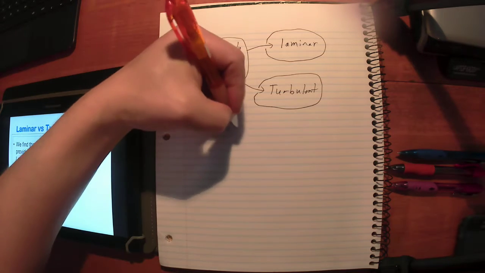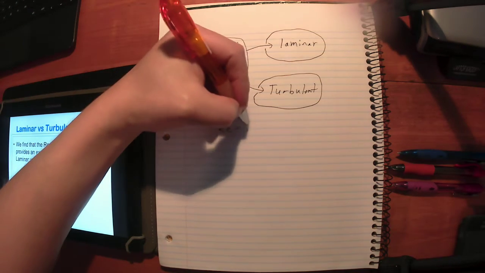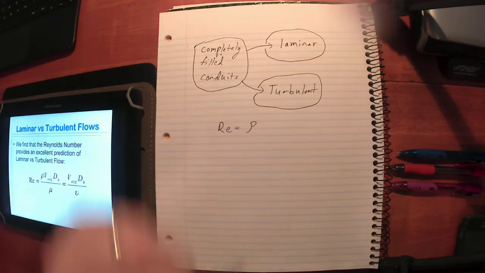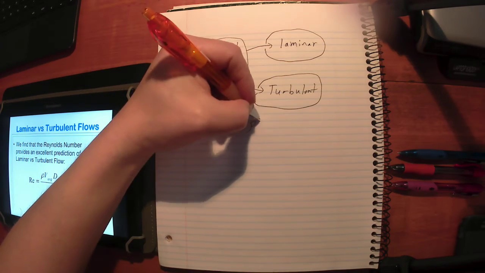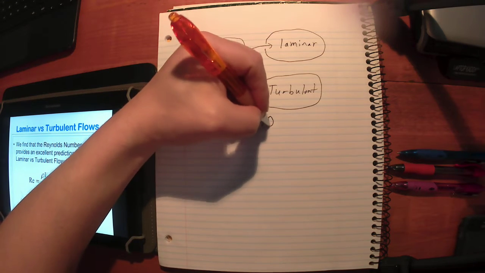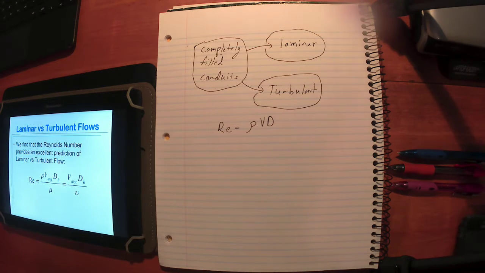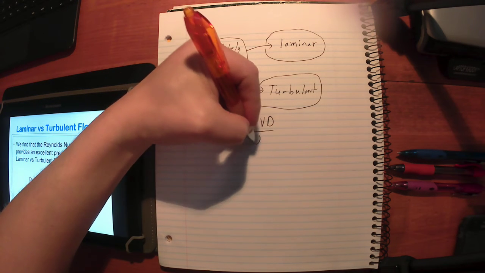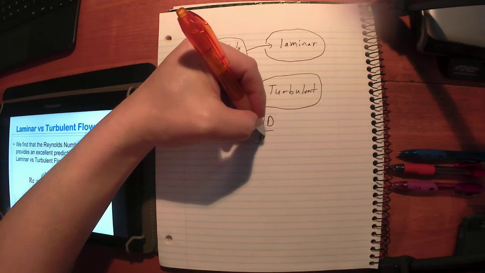All right, the Reynolds number. Remember from Chapter 7 we saw this guy. This is the density of the fluid that's flowing, times the speed of the fluid, times some kind of a characteristic length. Diameter normally works. We're going to talk about this in a second. Divided by viscosity.